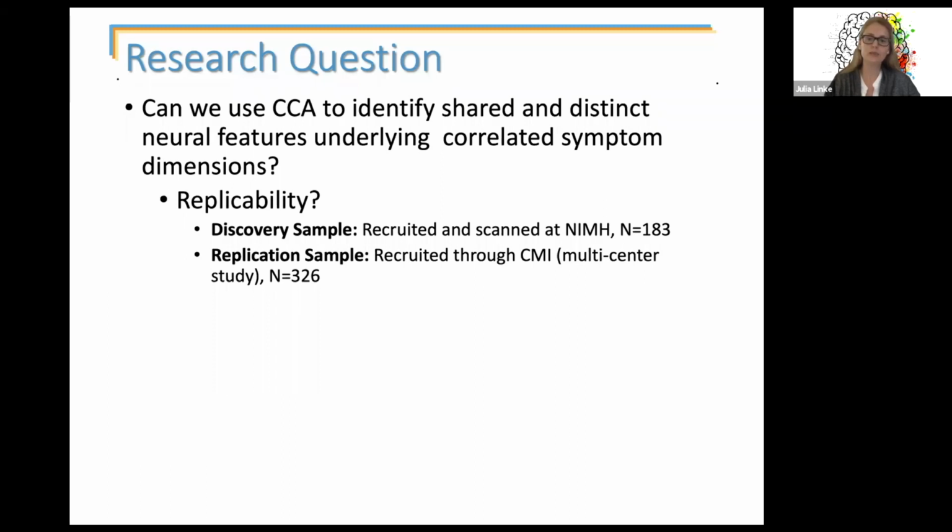For that reason, we did not only analyze 183 youths that were recruited at the NIMH, but in addition, we looked at a replication sample of 326 youths that came from a publicly available data set curated by the Child Mind Institute.